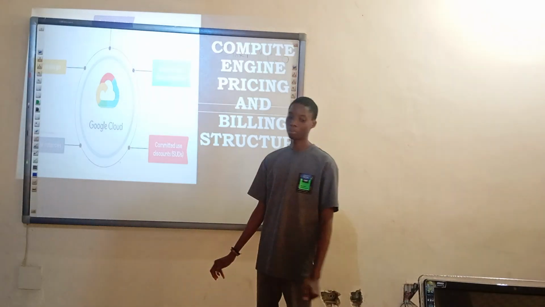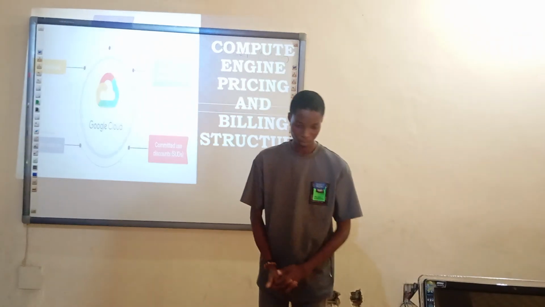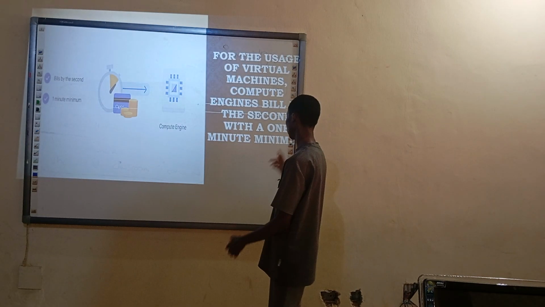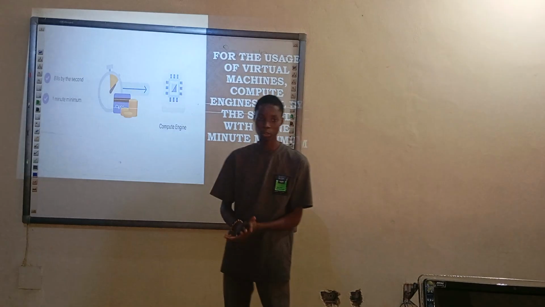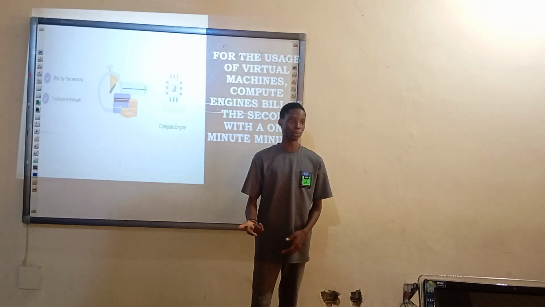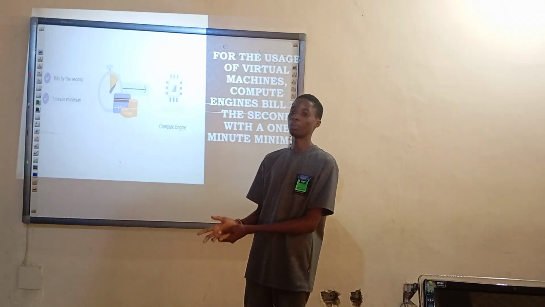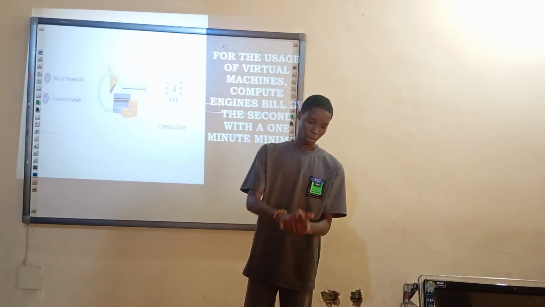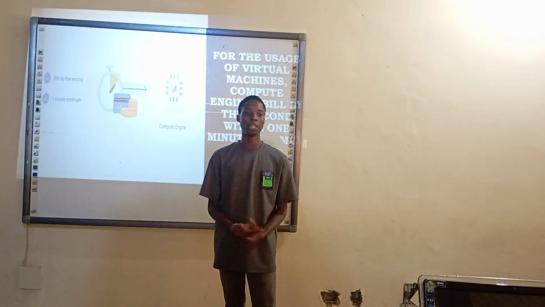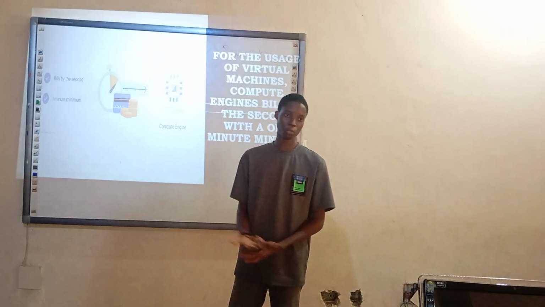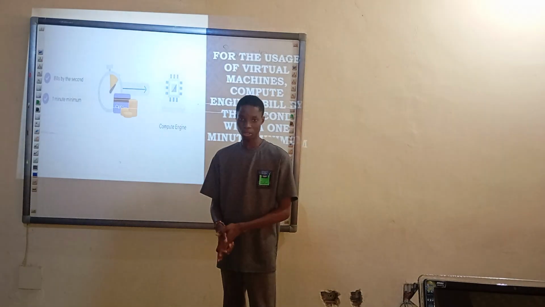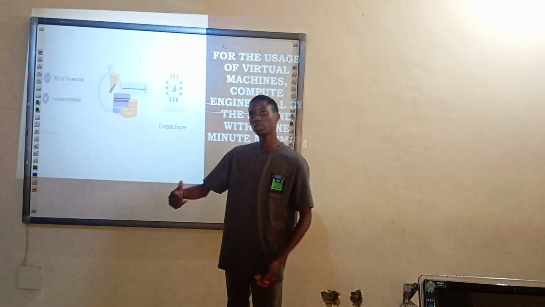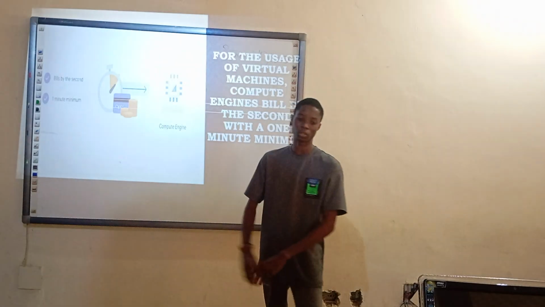Now moving on to Compute Engine pricing and billing structure. For the usage of virtual machines, Compute Engine bills by the second with a 1 minute minimum. This simply means that you are only billed for the time your virtual machine or Compute Engine instances are running. Every second they are running, you are billed for every second they run. And a 1 minute minimum means even if you run it for less than a minute, let's say 31 seconds, you'll be billed for 1 minute. But if you run it for 2 minutes, 15 seconds, you'll be billed for 2 minutes, 15 seconds.